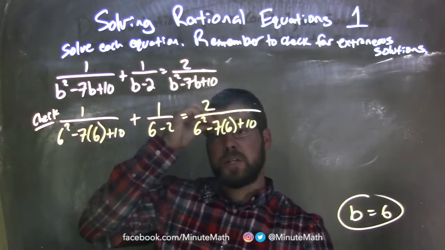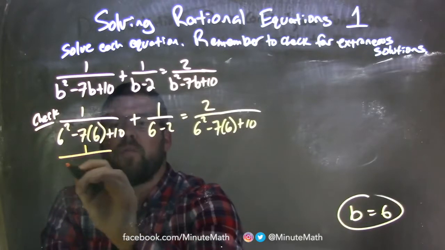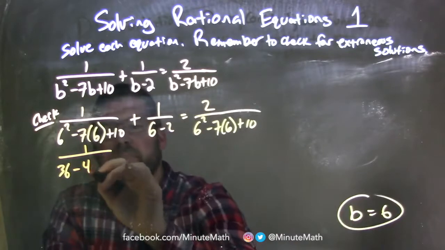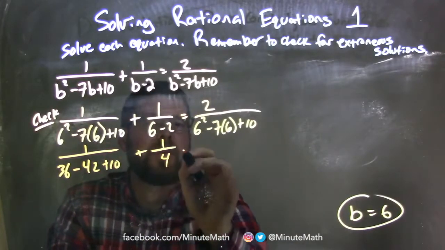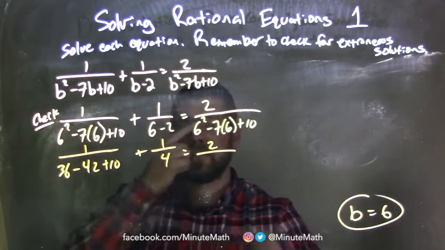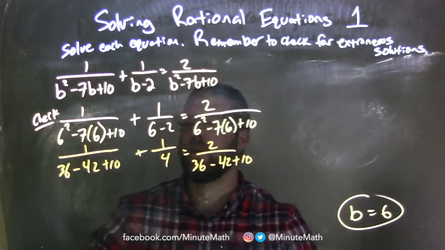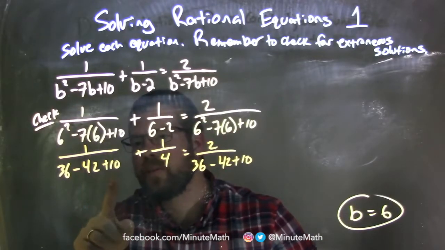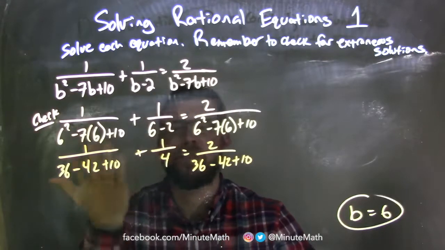Okay, well, in checking this, let's go deal with it. 6 squared is 36, so we have 1 over 36 minus 7 times 6 is 42 plus 10, plus 1 over 6 minus 2, which is 4, equals 2 over the same denominator that's right here, which is 36 minus 42 plus 10. Okay, let's simplify this. Negative 42 plus 10 is negative 32. And then 36 minus 32 is 4.